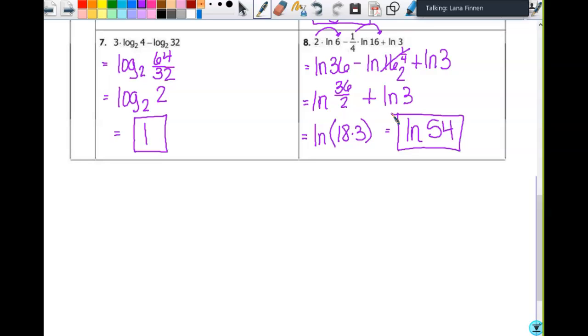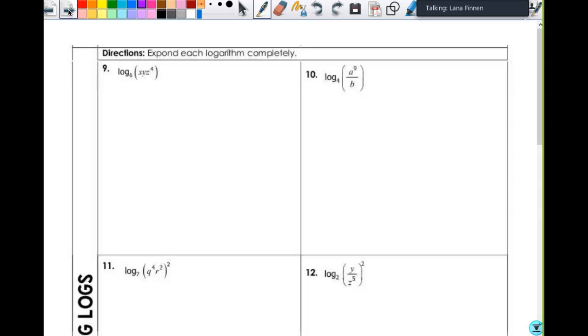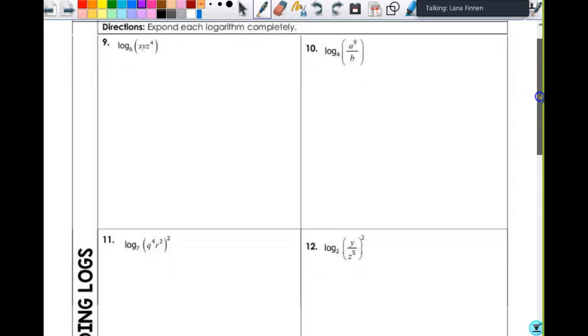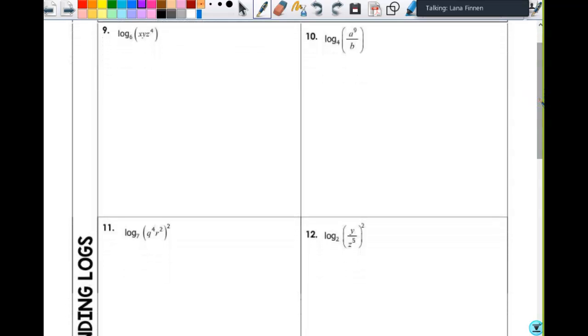So that is condensing, making them smaller. Now we're going to expand, and there's reasons we would need to do both of these things when we're getting to the solving part. So here, this one's telling us to expand the logarithm completely. When you're doing this, you need to pay attention to where your exponents are, because this 4 only affects that z, which means I do not get to pull it out in the front right now because it doesn't affect this whole argument.